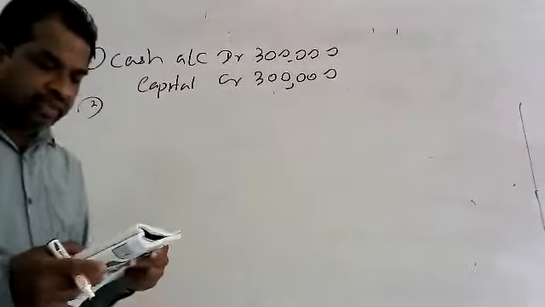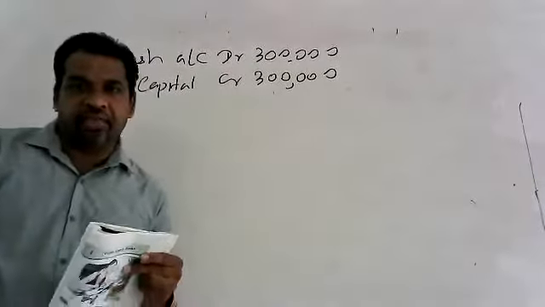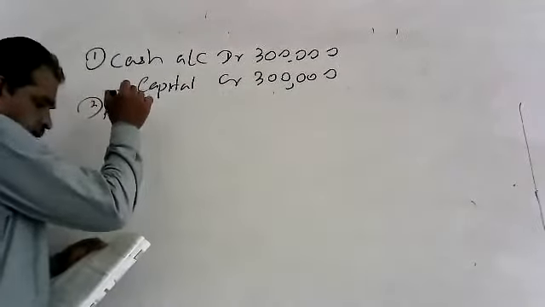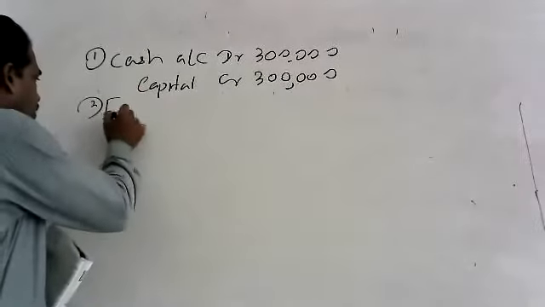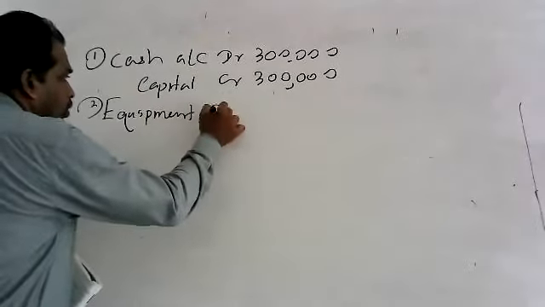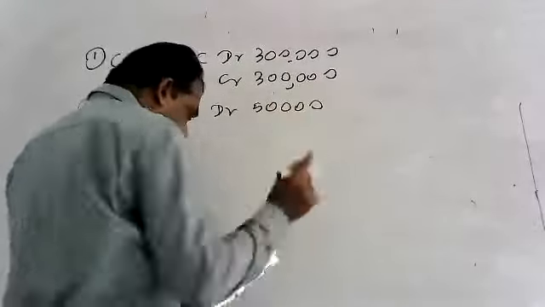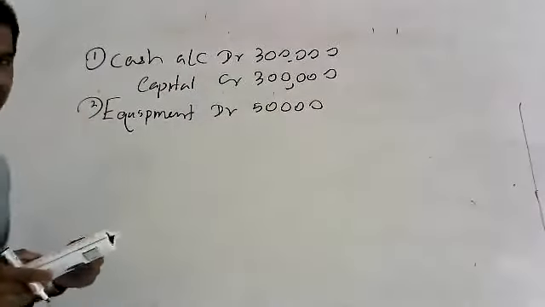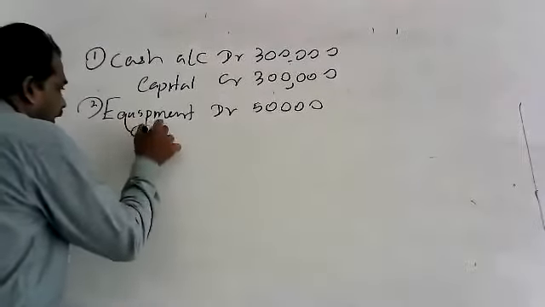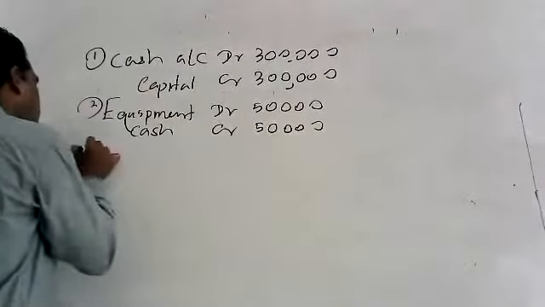Then number 2, purchase equipment for use in the business 50,000. Equipment comes under non-current assets. Therefore, asset increases, debit, so we debit to equipment account 50,000, and as they are purchasing with cash, money goes out as a decrease, credit, then you credit to cash account 50,000.